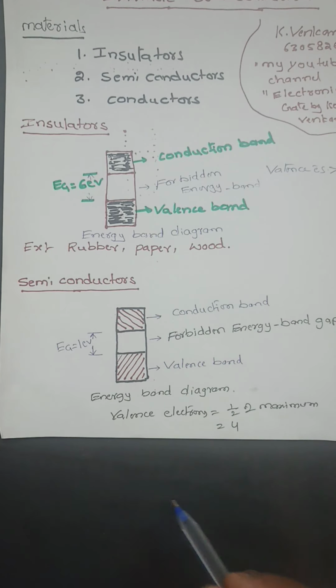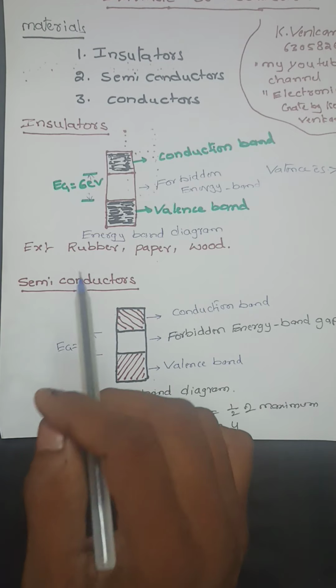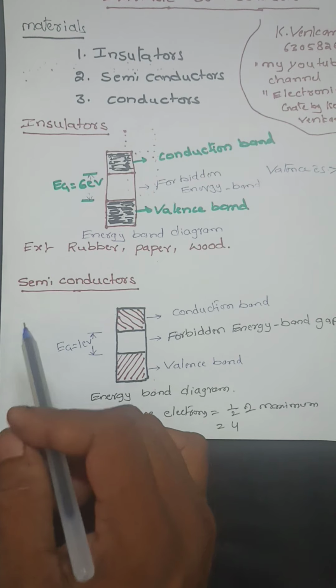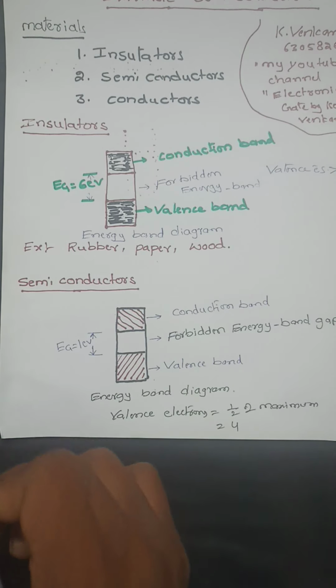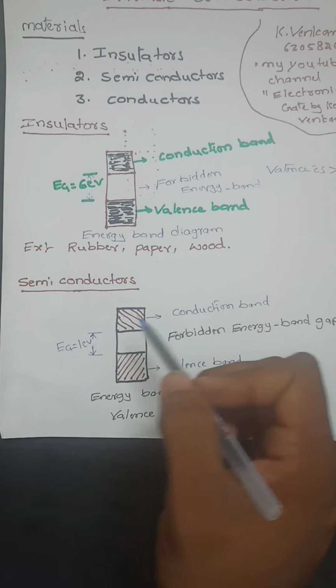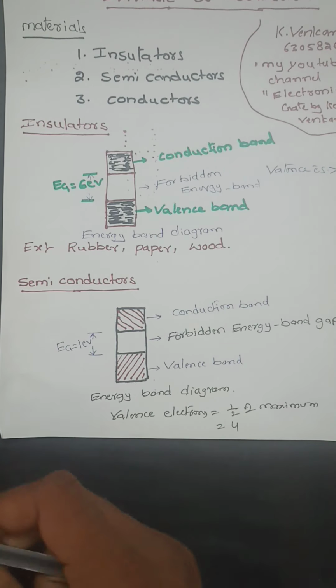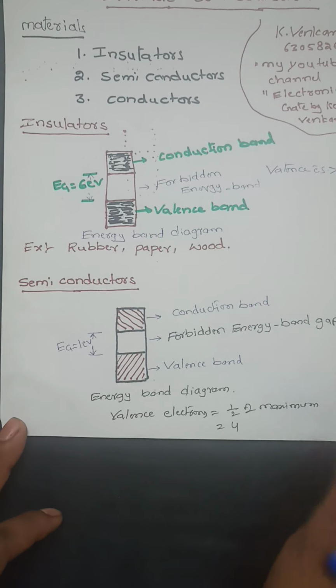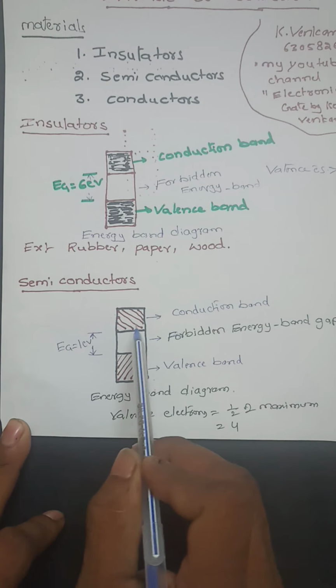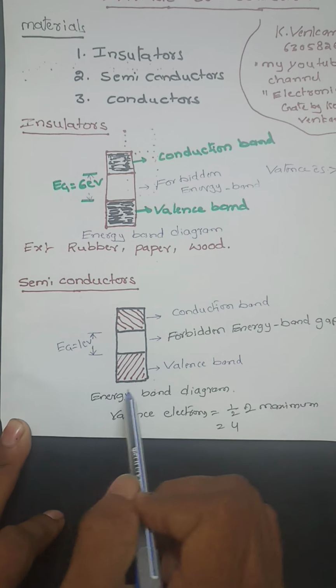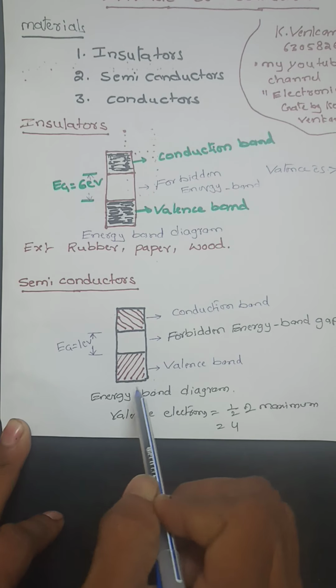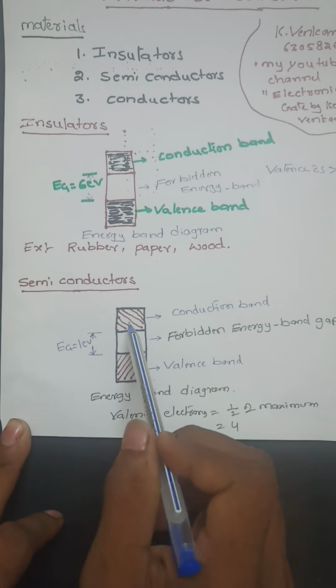Next, coming to semiconductors. What is a semiconductor? Semiconductors are materials which allow partial flow of electrons. Then these are known as semiconductors. Examples of semiconductors: silicon, germanium. The energy band diagram of semiconductors looks like this.